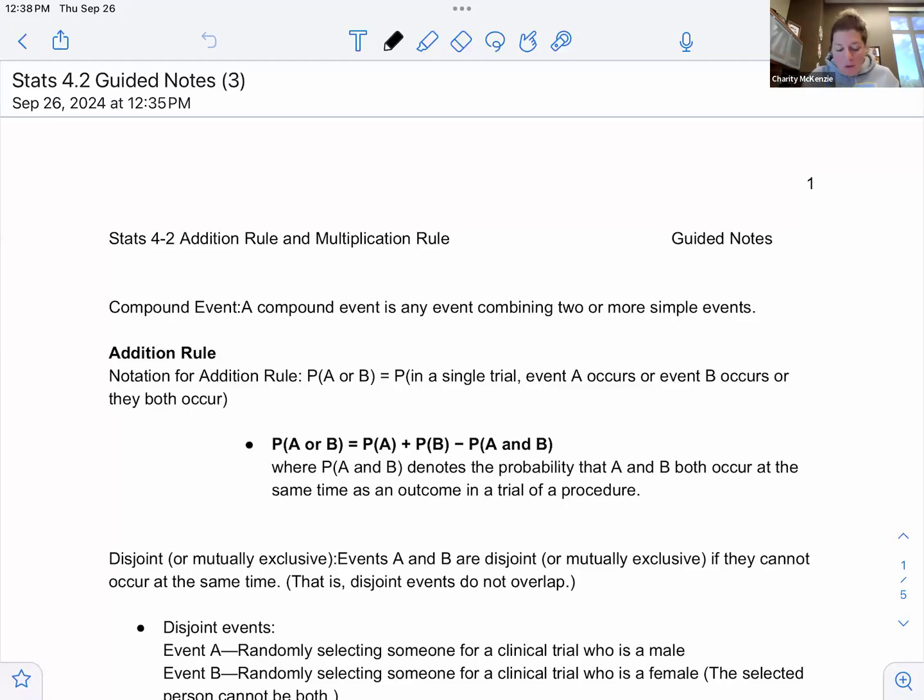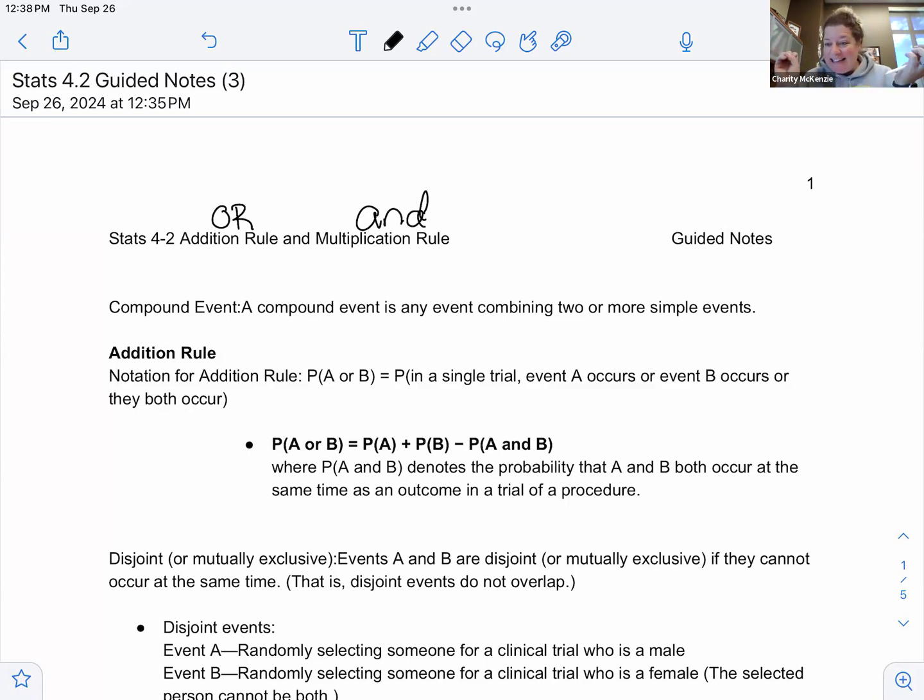So this video is more probability, and we're looking at the addition and multiplication rule, or you could think of this as "or" and "and." So when we're reading through the problems, addition is like "or." So the probability of this or this is more, right? So we're going to add them together.